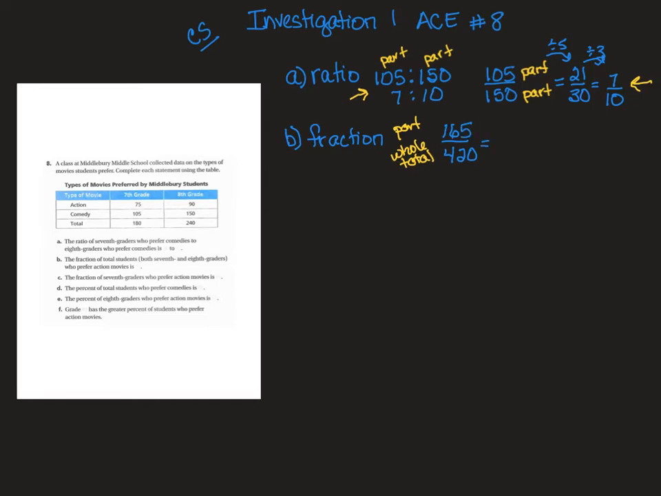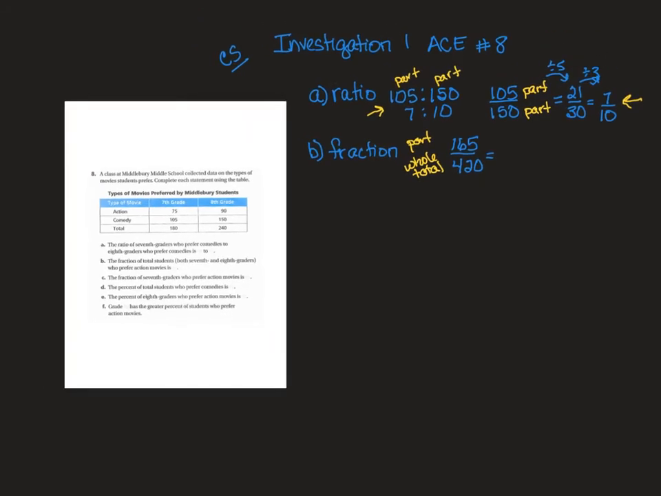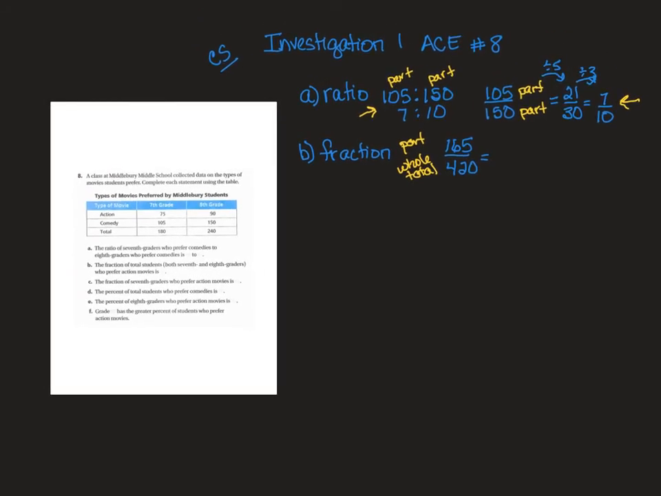And I'm going to continue. I'm going to also simplify. And if I divide 165, excuse me, by 5, I can get 33. And if I divide this by 5, I'm going to get 84. And I can still divide by 3. I know 84 is divisible by 3. You'd have to check on your calculator. I know that it's going to be 11 over 28. Okay, and so that is lowest terms.